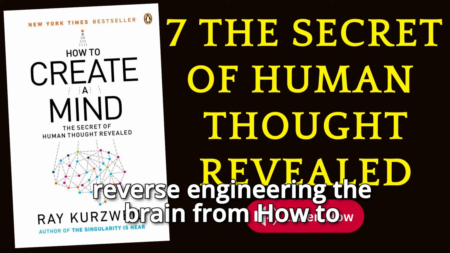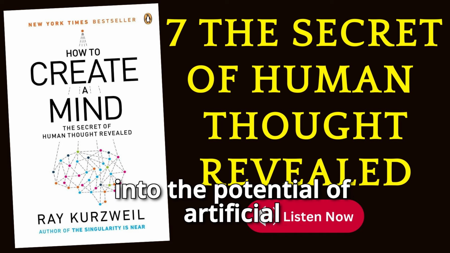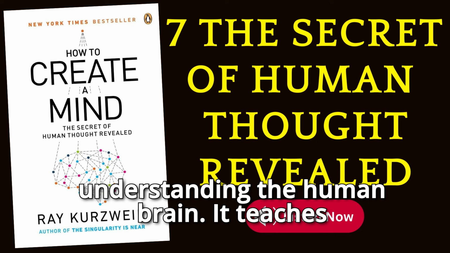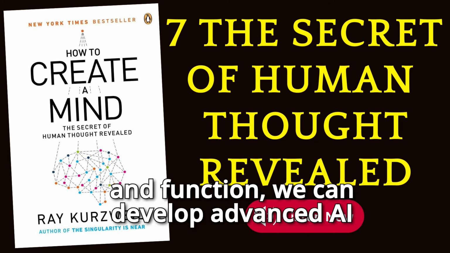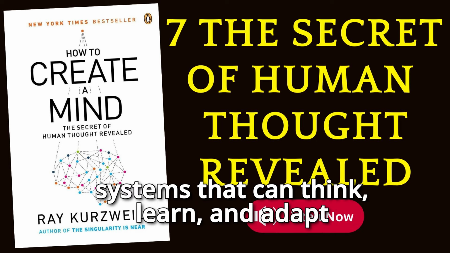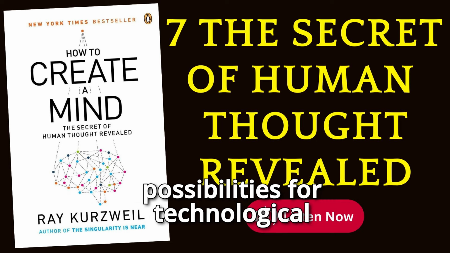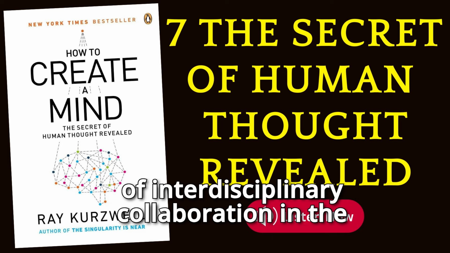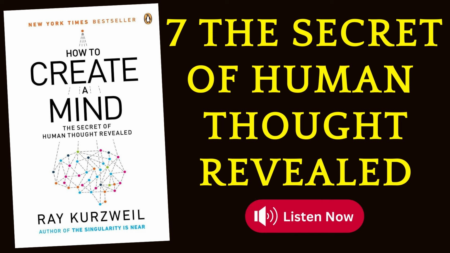Learning about reverse engineering the brain from How to Create a Mind offers valuable insights into the potential of artificial intelligence and the importance of understanding the human brain. It teaches us that by studying the brain's structure and function, we can develop advanced AI systems that can think, learn, and adapt like humans. This knowledge opens up new possibilities for technological innovation and highlights the importance of interdisciplinary collaboration in the fields of neuroscience and computer science.